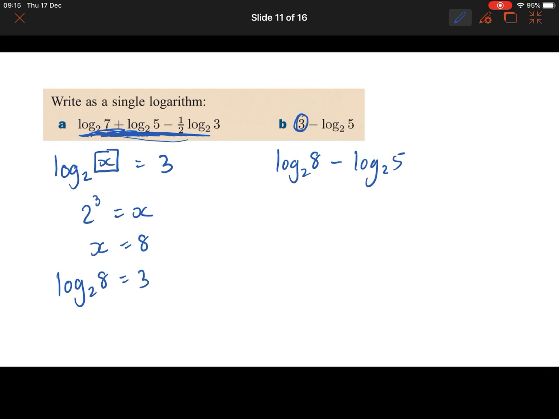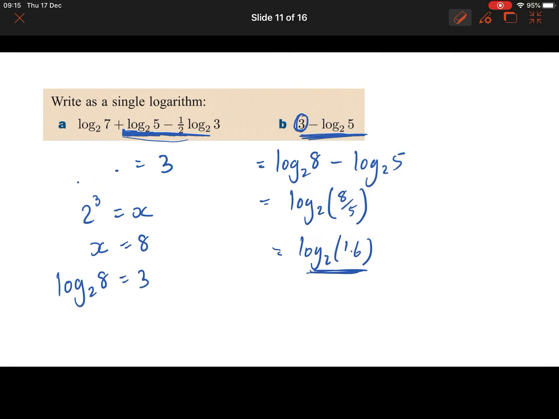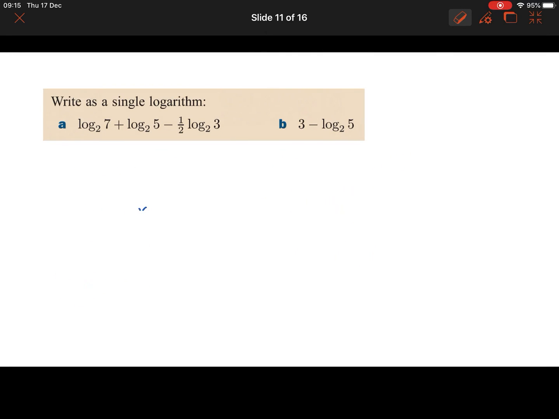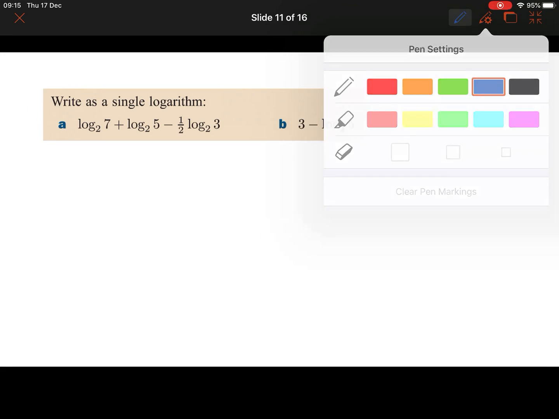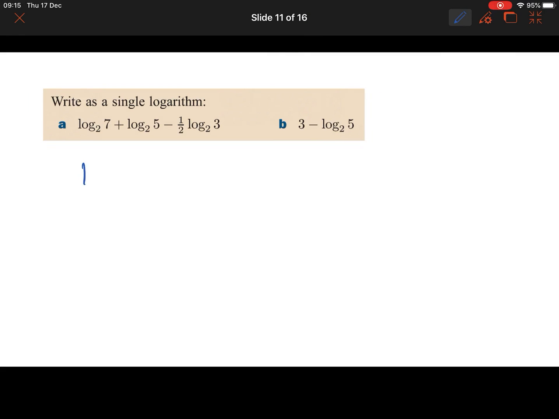So what I'm going to do is change that 3 to log base 2 of 8 and now take away log base 2 of 5. Now I can use the third rule of logs. I'm going to get log base 2 of 8 over 5, which is log base 2 of 1.6. Okay, I've achieved my goal. I've written this as a single logarithm.